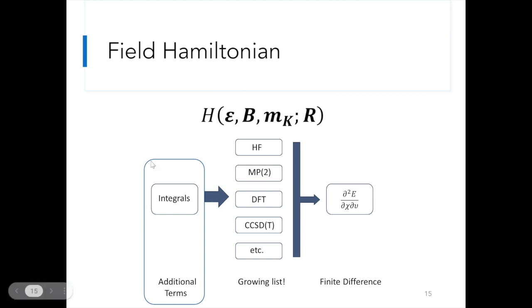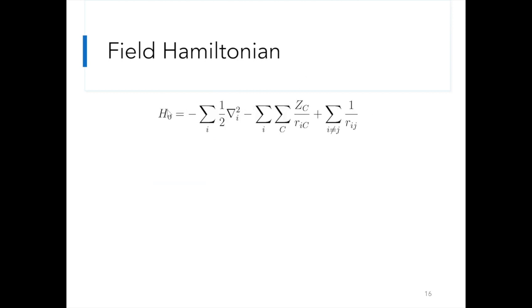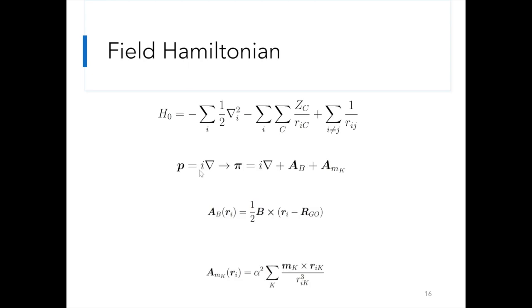Right, so what do we actually need to implement for these additional terms that I alluded to? First we look at the field Hamiltonian, with explicit dependence on our field terms. First we'll look at our base electronic Hamiltonian. We have the momentum term, the nuclear attraction term, and then the electron repulsion term. We replace the canonical momentum with the kinetic momentum, which now includes effects from these vector potentials arising from the external B field and the nuclear spins.